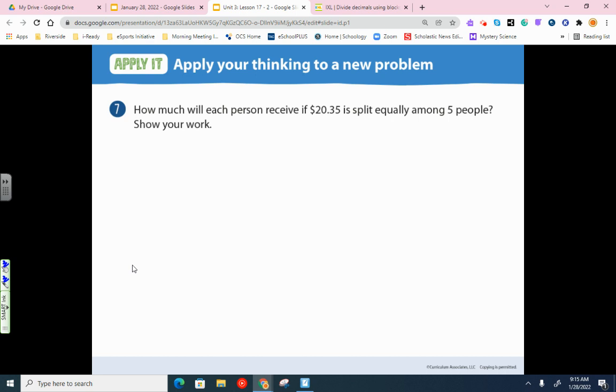So again, I want you to write the problem horizontally. How much will each person receive if $20.35 is split equally among 5 people? Take your 20.35 and divide it by 5. And that gets you your answer. So again, the purpose of this is so we know how to easily transfer this to our traditional setup. So $20.35 divided by 5.